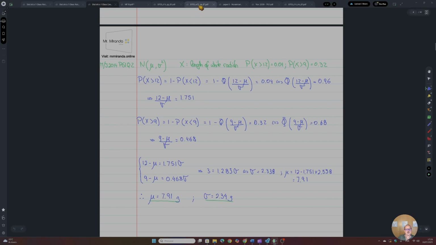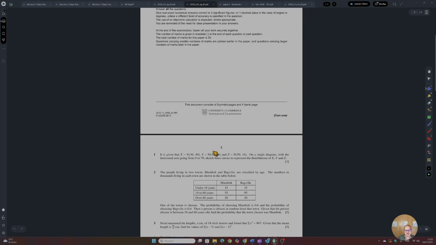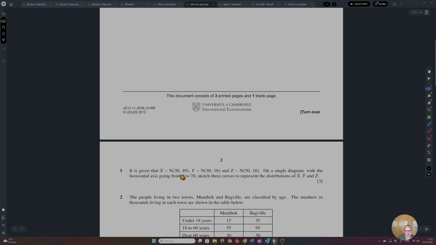Next question is from winter 2013, paper 61. I particularly like this question because it's very conceptual. It says, it is given that x can be modeled by a normal distribution with parameters 30, 49, y can be modeled by the normal distribution with parameters 30, 16, and z can be modeled by the normal distribution with parameters 50, 16. On a single diagram with the horizontal axis going from 0 to 70, sketch three curves to represent the distributions of x, y, and z.